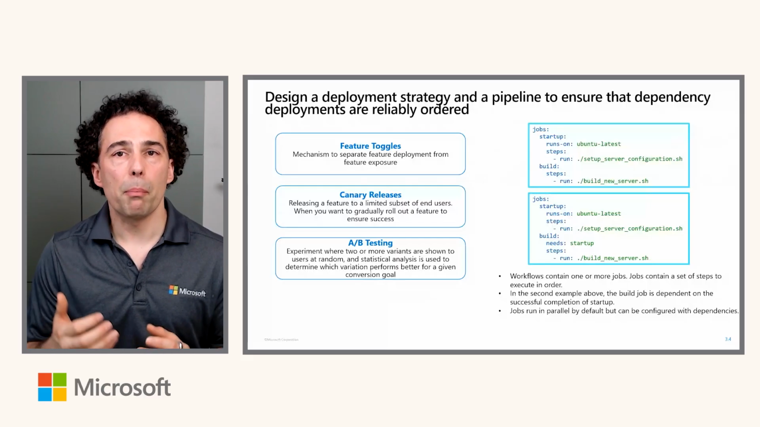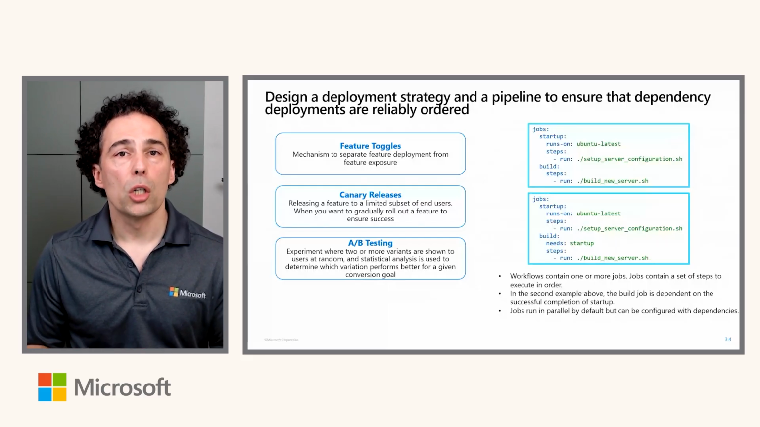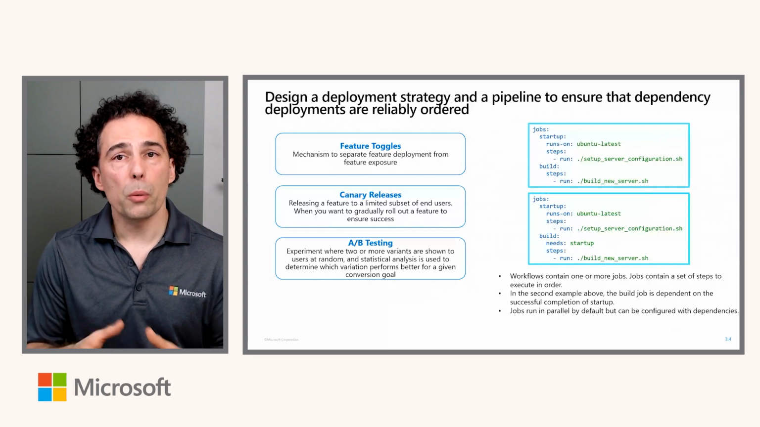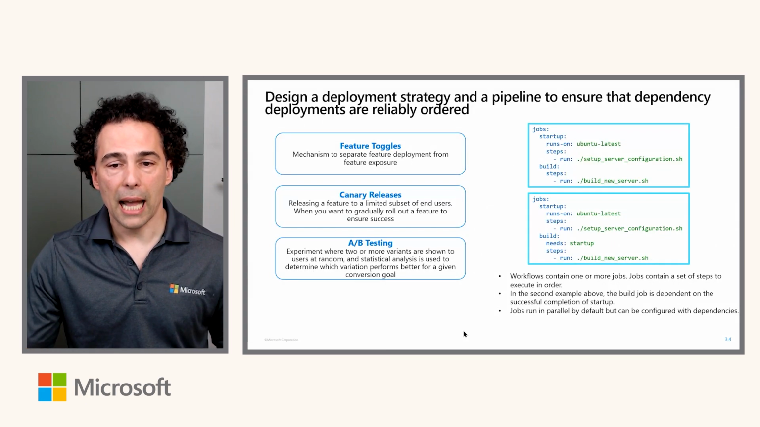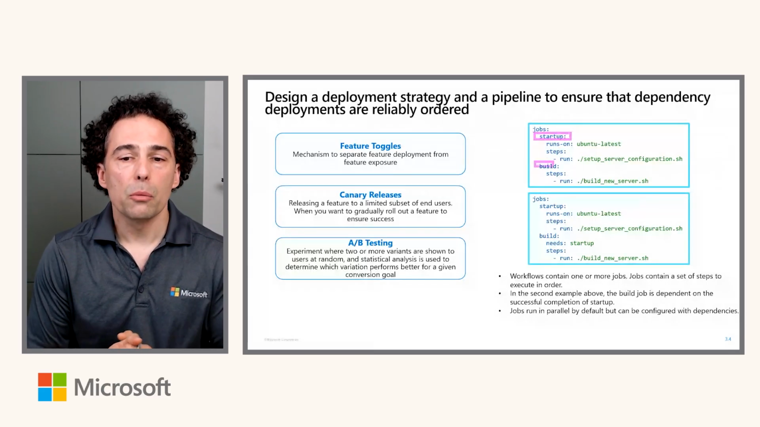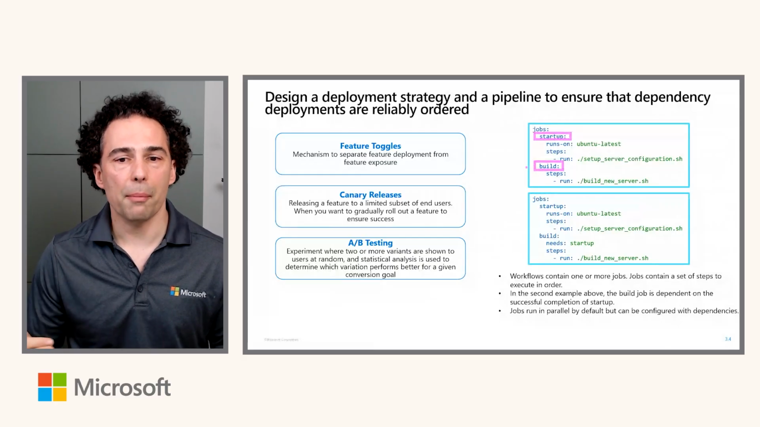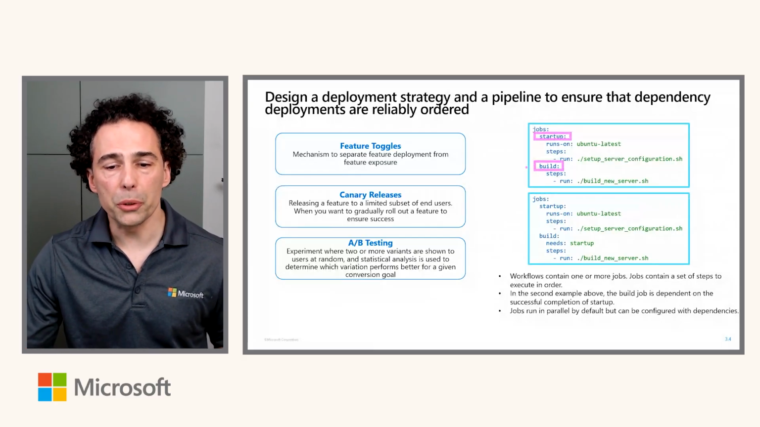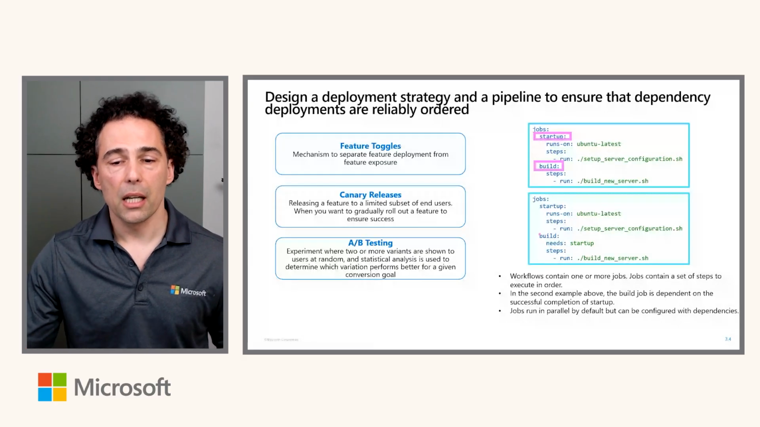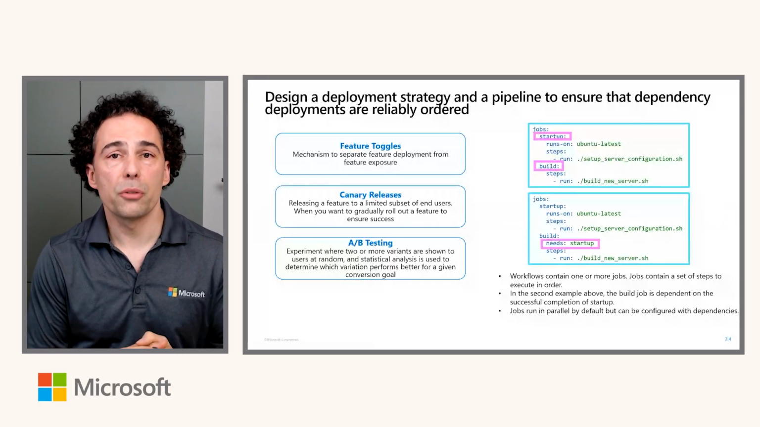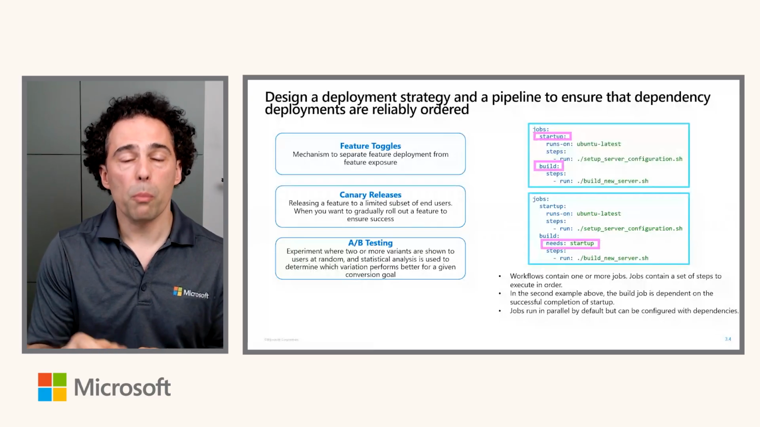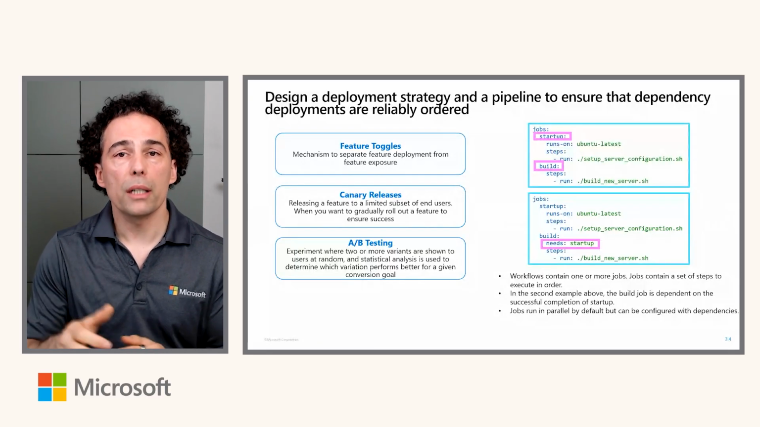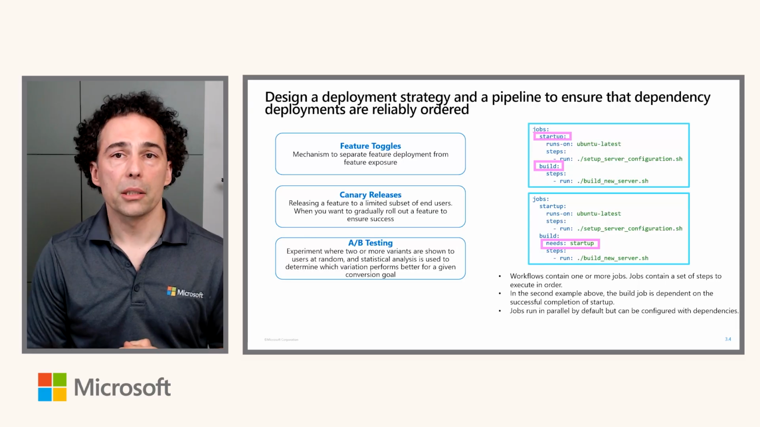Remember that YAML pipeline jobs by default run in parallel. So we would have these two jobs, startup and build. In this first example on the top right, we would have them run at the same time. But if we then use the keyword needs with configuring it for the job startup, that would mean that the build job will only run once the startup job has completed.